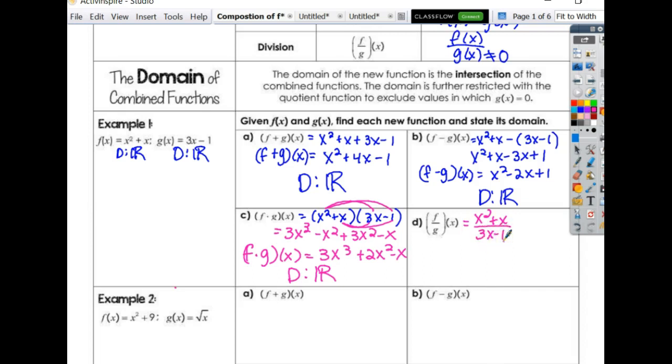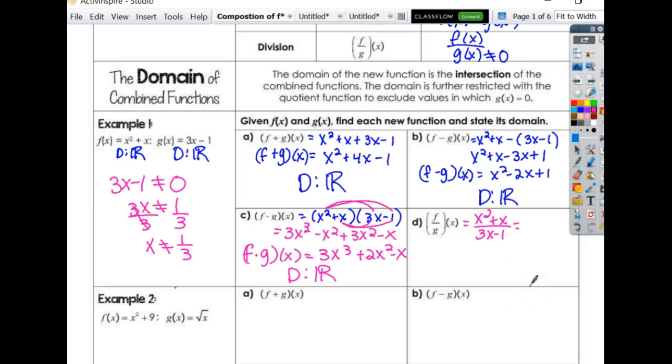And what did I say we can't divide by? If I can't divide by 0, this cannot equal 0. So I said 3x minus 1 cannot equal 0. If I add 1 and divide by 3, x cannot equal 1/3. So I just took this and set it equal to 0 because we said we can't divide by 0. And so the x can't equal 1/3.